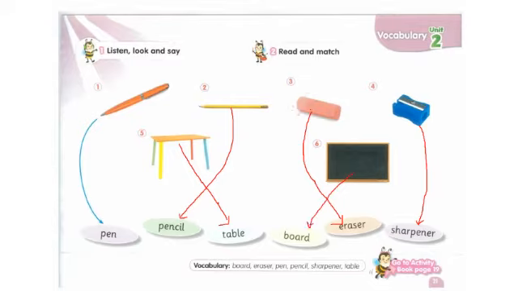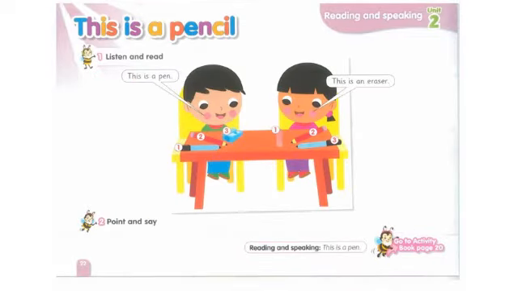Okay, next page. Here the first exercise says listen and read. Listen and read. This boy here is saying this is a pen. This is a pen. There is the pen, right? And the girl is saying this is an eraser. This is an eraser. Can you see the eraser over here? Okay. Exercise 2 says point and say.